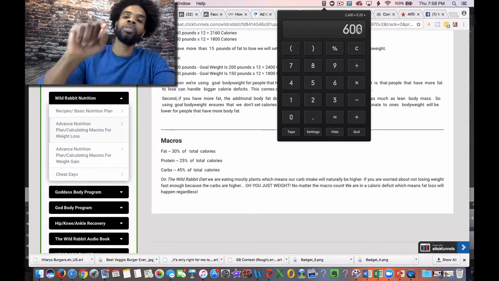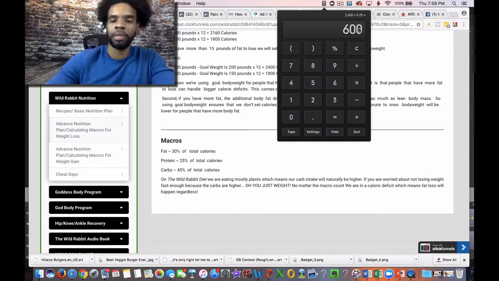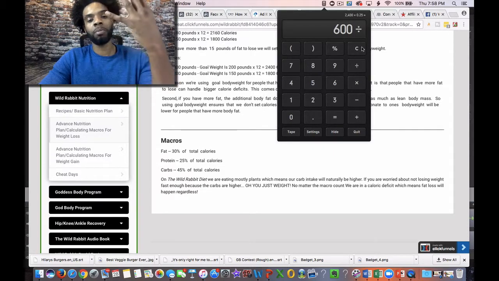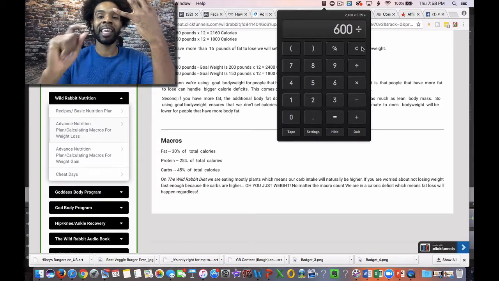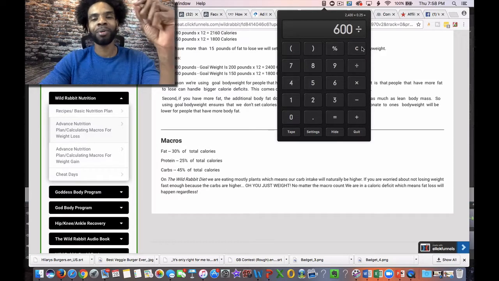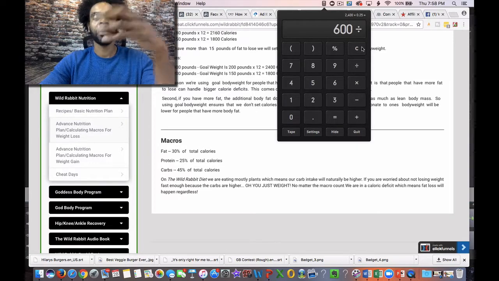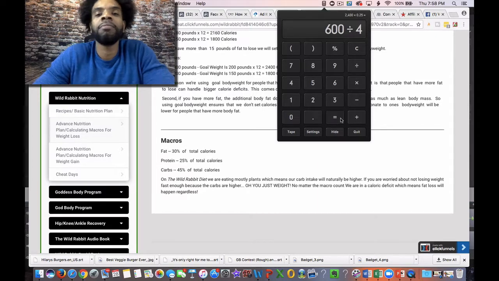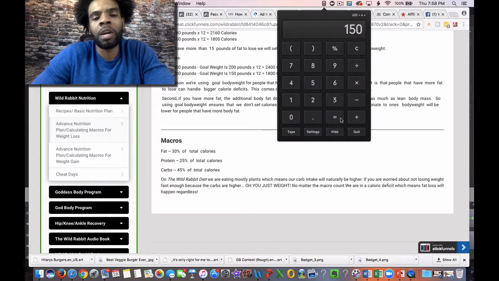This person is going to eat 600 calories from protein. What are we going to do? We're going to divide it by 4, because for proteins and carbs, the calories per gram is 4. 4 calories per gram of protein or carbs. So we're going to divide 600 by 4, and there we go. Okay, 150 grams of protein.